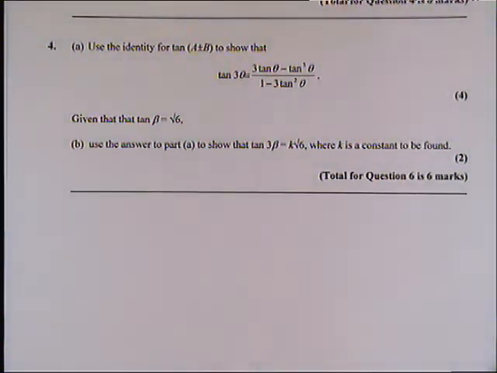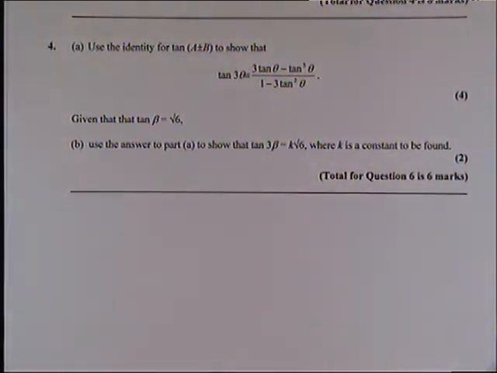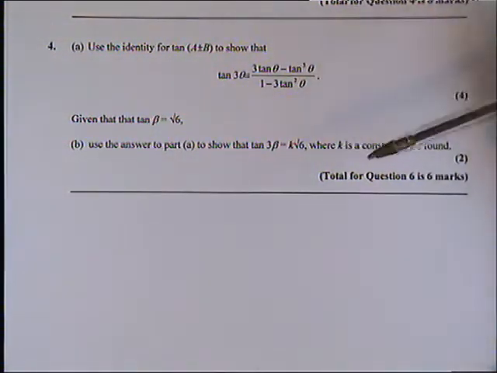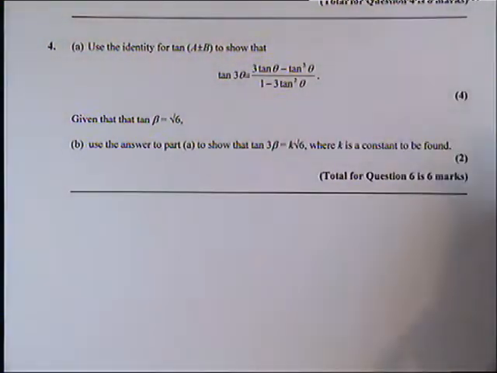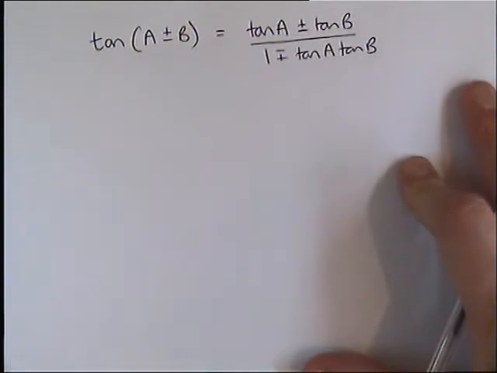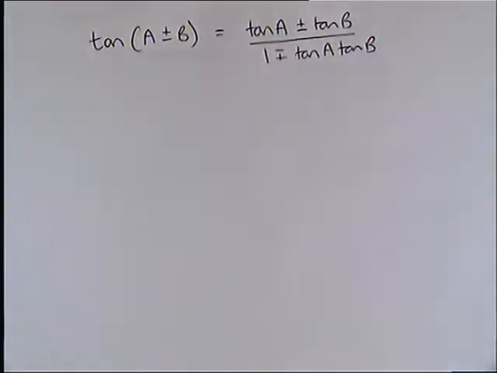In this video, we're going to be having a look at double and, in this case, triple angle formulae using the addition formulae for tan, and then using that triple angle formula to prove a result in the second part. So let's take this first part. It says use the addition identity for tan(A + B) to show that... So the secret to this is the trig identity for tan.